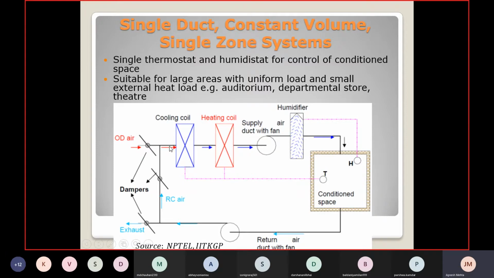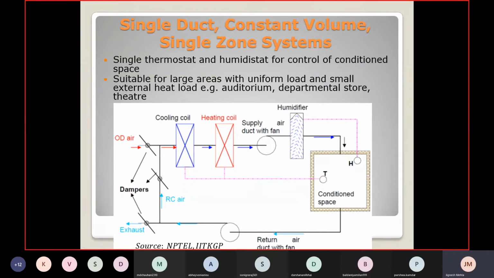Now you want to cool and dehumidify it, then you'll be using the cooling coil. A heating coil may not be used in summer; most of the time it will be only for winter air conditioning purposes. And then there is a supply fan, and a humidifier. Again, if humidity in the space is less than what is required, then a humidifier will be used. You can use steam injection, or you can use water sprays, and then the air goes into the space. So a humidifier also generally will be used in winter air conditioning only when the conditions are very dry.